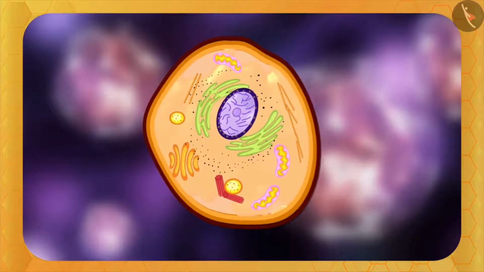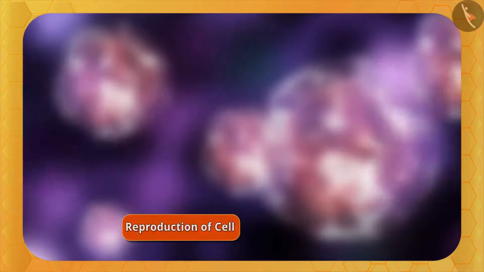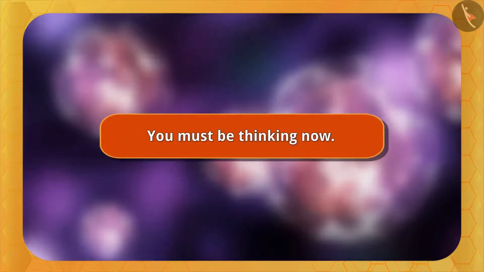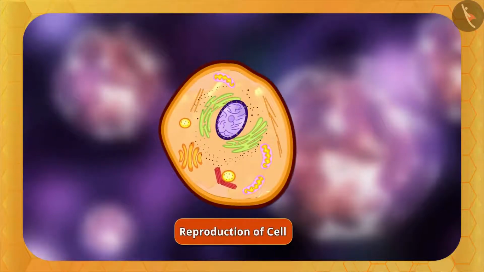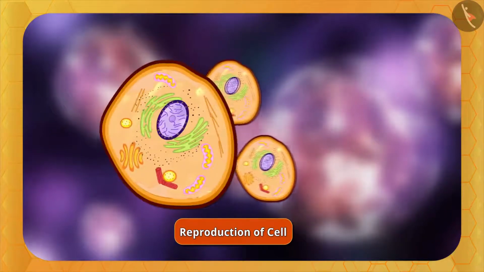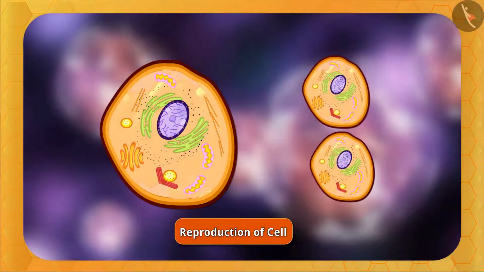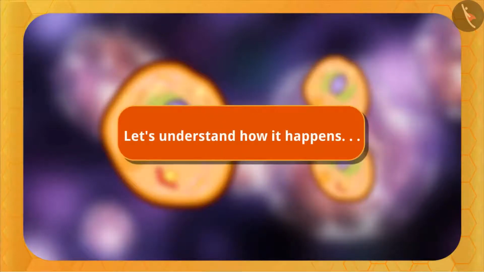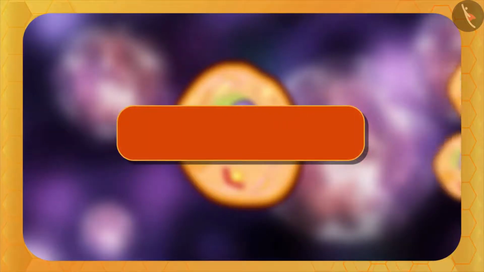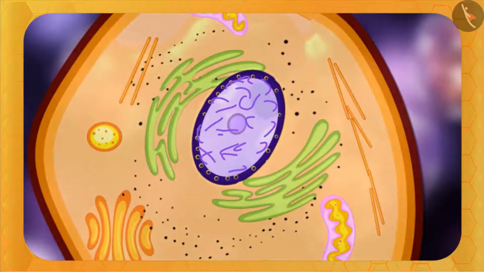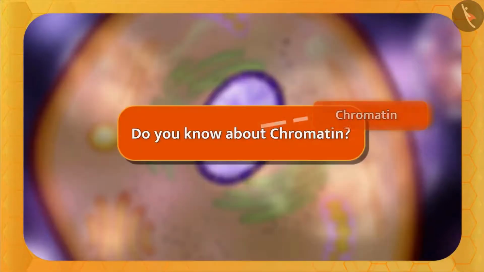It also plays a central role in the reproduction of cells. So friends, you must be thinking now, do cells also reproduce? Yes, reproduction occurs in cells as well. In this process, one cell divides into two new cells, and the information and instructions in the new cell that is formed by cell reproduction go through the nucleus. Let's understand how it happens. Friends, you can see some thread-like structure in the nucleus. These are called chromatin. Do you know about chromatin?